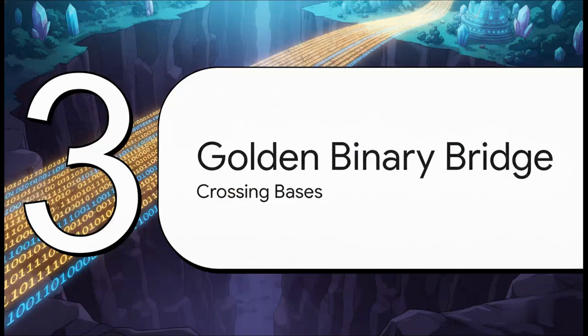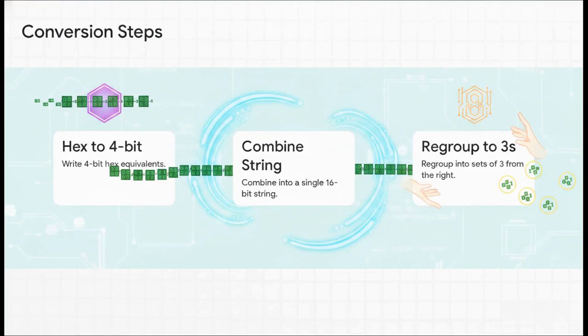Section 3. The golden binary bridge. And this brilliantly illustrates the bridge actually forming. All those separate, isolated 4-bit pieces, they've just seamlessly snapped together into one massive, continuous 16-bit string of glowing ones and zeros. The canyon is officially crossed. So let's take a quick tactical look at our map here. Step 1 is complete. We wrote down the 4-bit hex equivalents. Step 2 is also locked in. We combine them into a single 16-bit string.